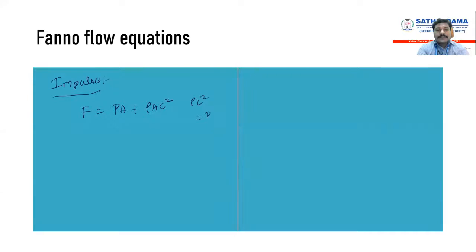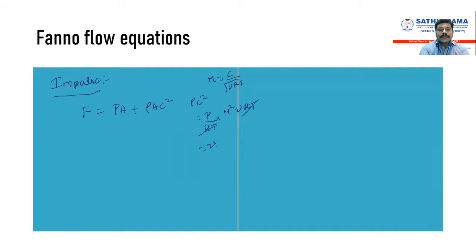I'm going to change this term as P by RT. You know that P is equal to rho R T, so instead of rho I'm going to write P by RT multiplied by C square, right? What is your C square? Your M is equal to C by root of gamma RT, right? And then what is your C square? C square is equal to M square gamma RT, right? So your RT is getting cancelled.